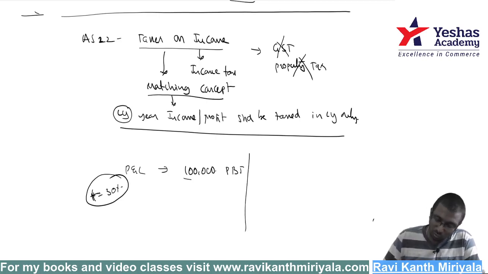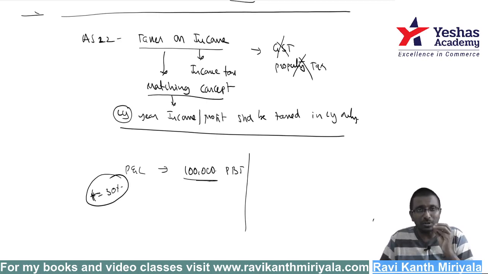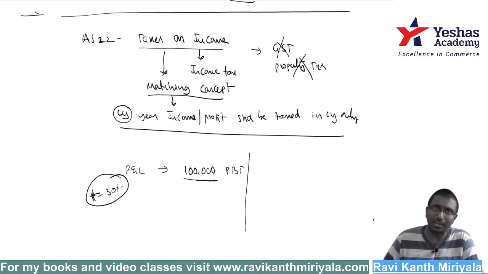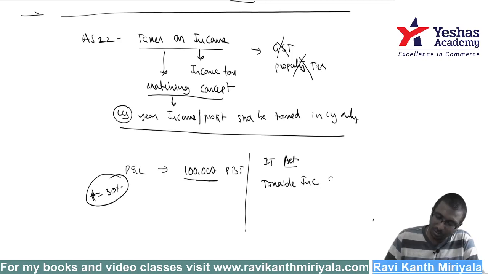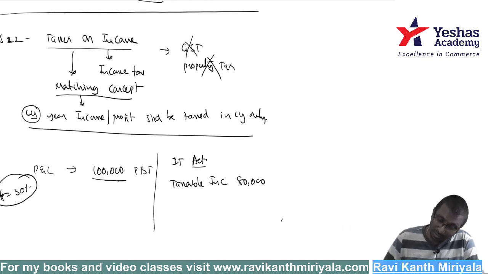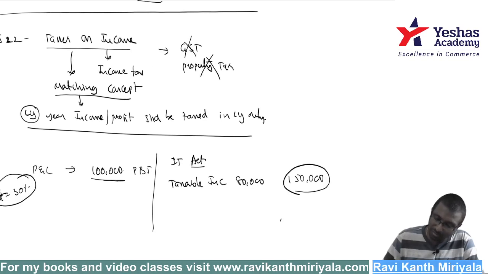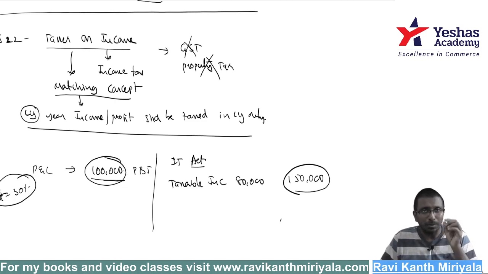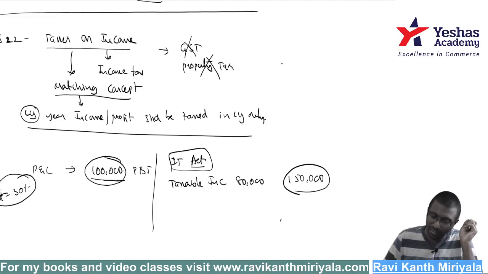Even though as per profit and loss the profit before tax is 1 lakh rupees, if you look at the Income Tax Act, the taxable income can be 80,000 rupees, or it can be 1,50,000 rupees. Why? Because of so many sections of the Income Tax Act. Sometimes in one year you may be paying more tax than you are supposed to. Compare it to our P&L: my P&L income is 1 lakh, but taxable income as per the Income Tax Act provisions is 80,000.